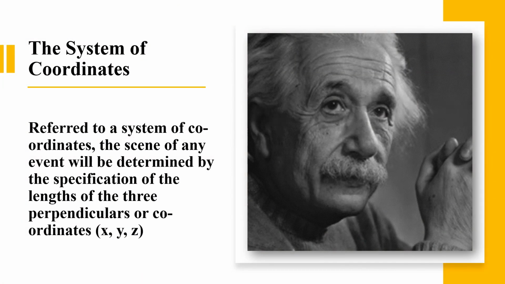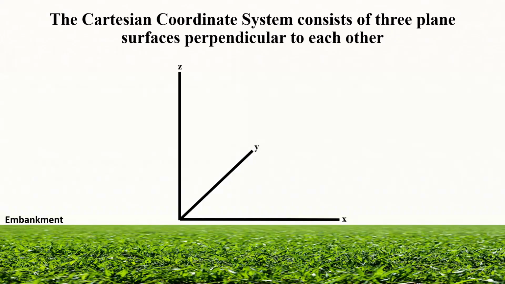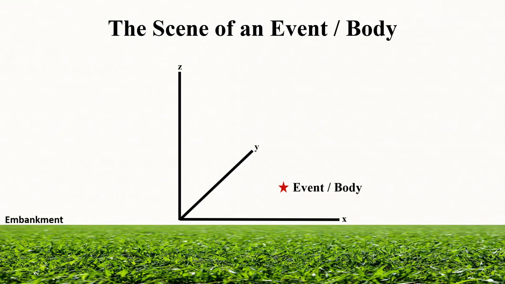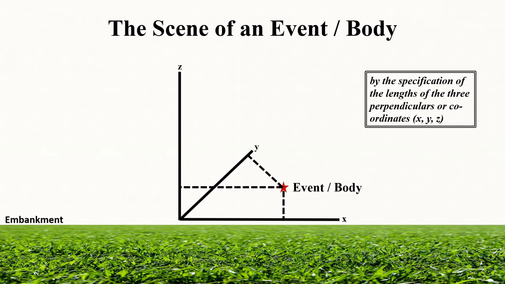He continues, refer to a system of coordinates. The scene of any event will be determined by the specification of the lengths of the three perpendiculars or coordinates x, y, z, which can be dropped from the scene of the event to those three plane surfaces. To demonstrate these instructions, we show three plane surfaces rigidly attached to the rigid railway embankment. An event takes place. To specify the exact location, we follow the instructions of Einstein. We drop perpendiculars from the scene of the event to the three plane surfaces. And in terms of numerical measurement, we note the lengths of the three perpendiculars or coordinates x, y and z.